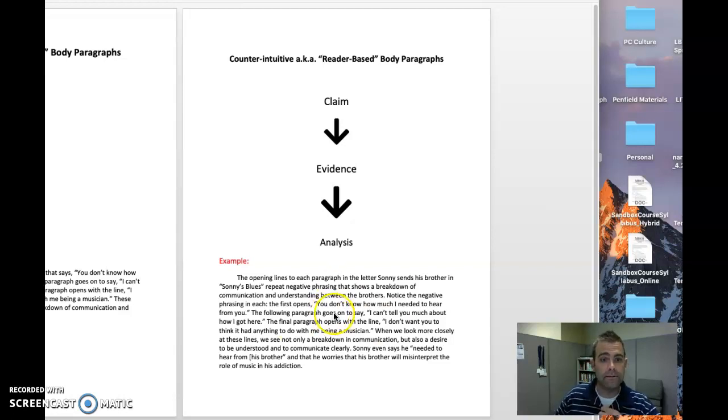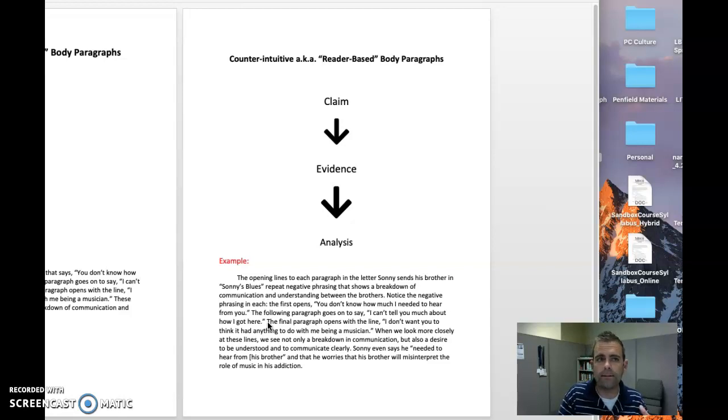Then we have our evidence right here. Notice the negative phrasing in each. The first opens, "You don't know how much I needed to hear from you." The following paragraph goes on to say, "I can't tell you much about how I got here." The final paragraph opens with the line, "I don't want you to think it had anything to do with me being a musician." Now, everybody's read the story, so we know that this is about his addiction to drugs, so we don't have to spell that out for our readers in the same way that we don't have to summarize a movie if we're talking about our favorite movie with our friends who have already seen it.